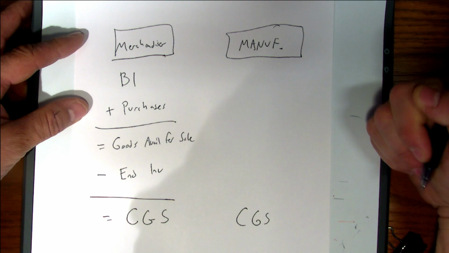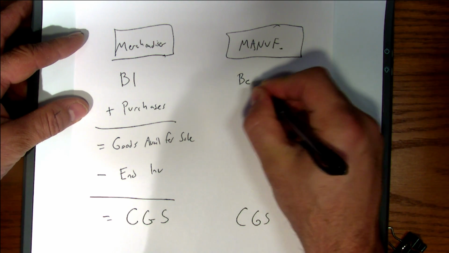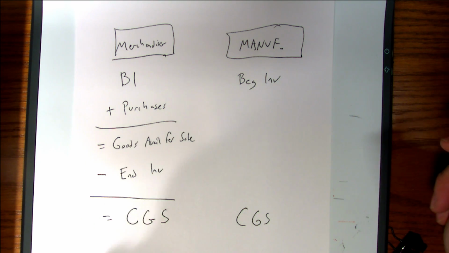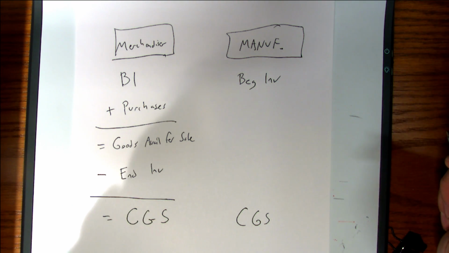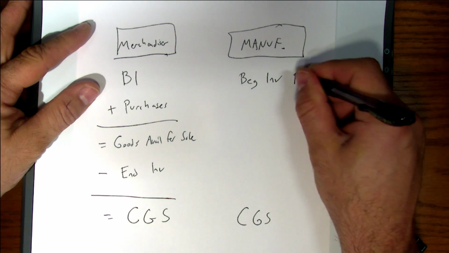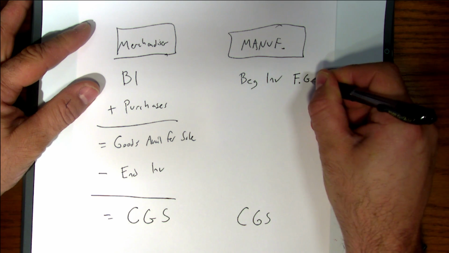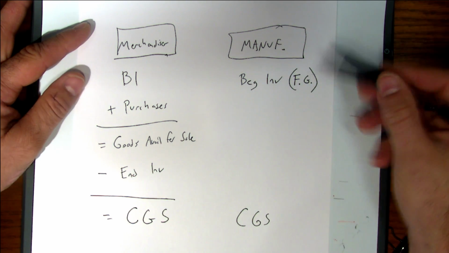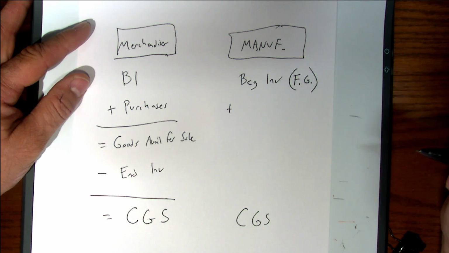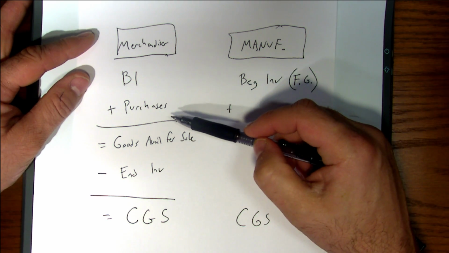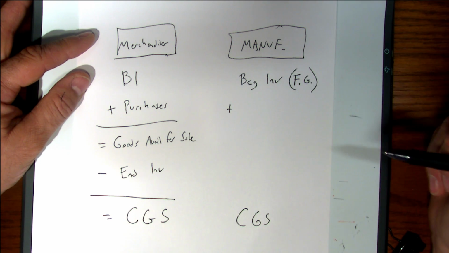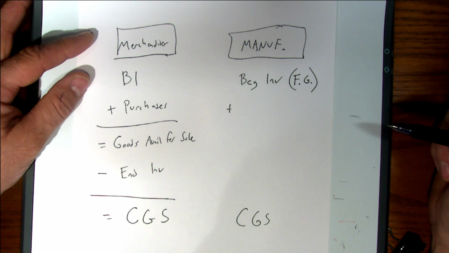Okay. Well, we start with beginning inventory, but didn't I say with a manufacturer that there's more than one type of inventory? So we need to be sure to differentiate what inventory we're adding. Well, it's the beginning inventory of finished goods. So we take the beginning inventory of finished goods and we add it to something. Now, for a merchandiser, we get more items by purchasing them, right? For a manufacturer, we don't purchase the items we sell. What do we do? We manufacture them.